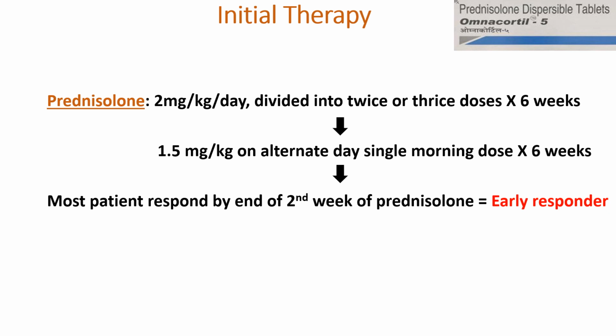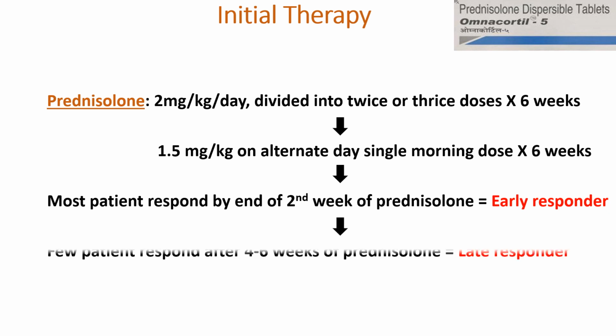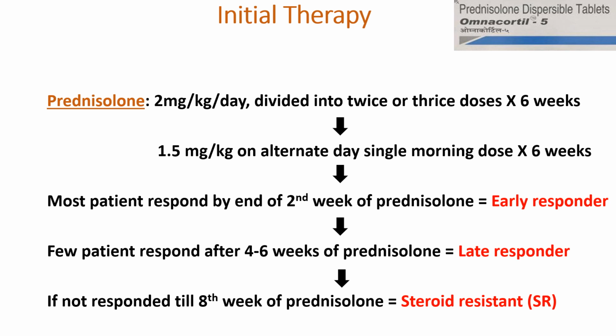Most patients respond by the end of the second week of prednisolone. We label them early responders, but rarely some patients respond after 4 to 6 weeks of prednisolone therapy. We label them late responders. Few patients do not respond even after 8 weeks of continuous prednisolone. We label this as steroid resistant nephrotic syndrome.